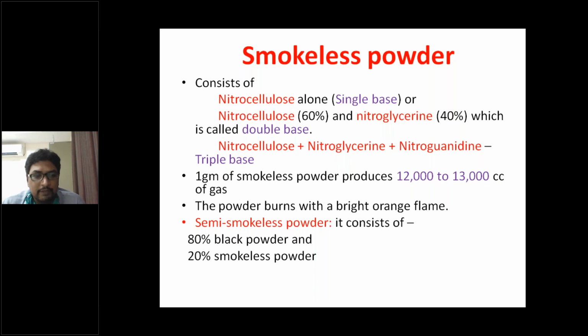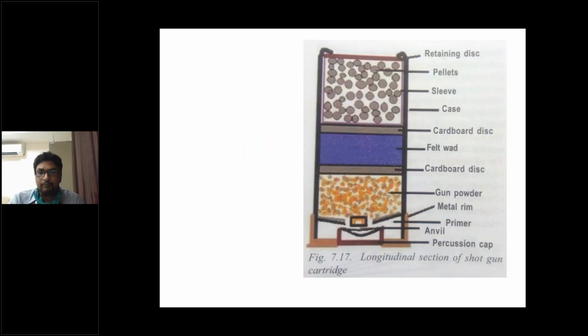So here, 1 gram of smokeless powder produces, you can see the amount of gases produced here, about 12,000 to 13,000 cc of gas, whereas in the case of gunpowder it is only 3 to 4,000 cc. And then the powder burns with a bright orange flame. Semi-smokeless powders are also there. They consist of about 80% black powder and 20% smokeless powder.